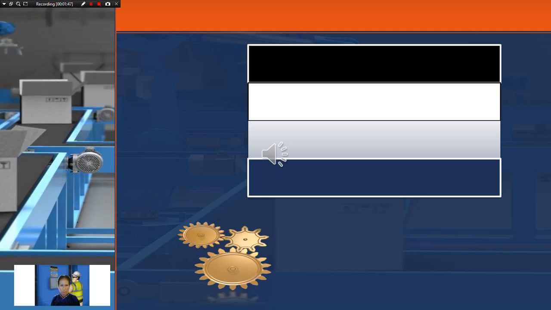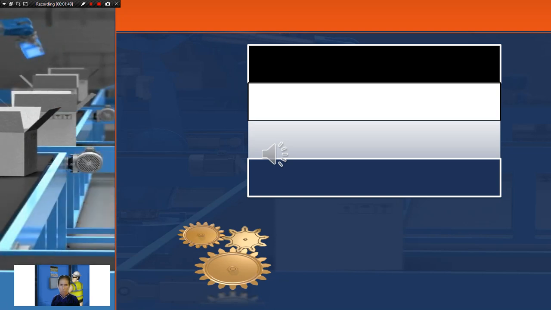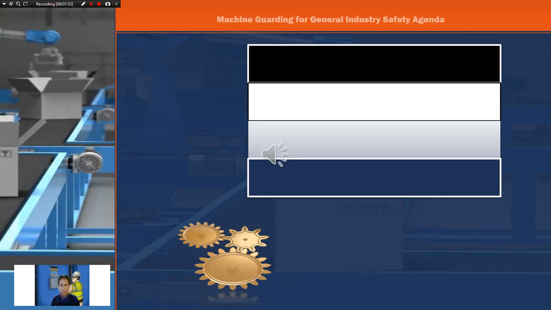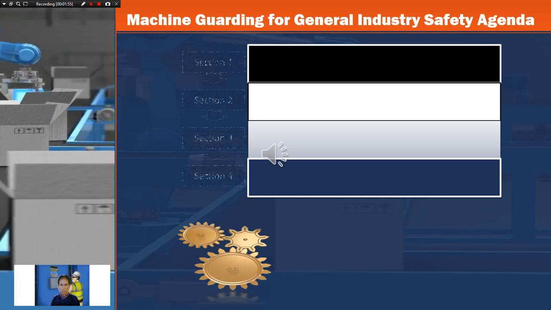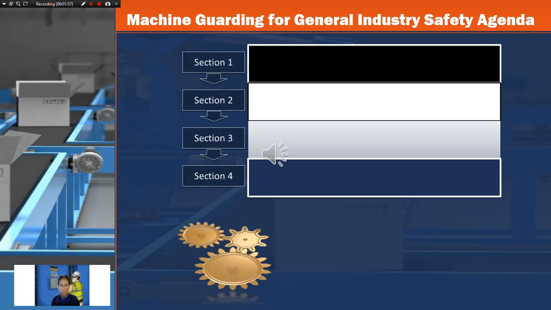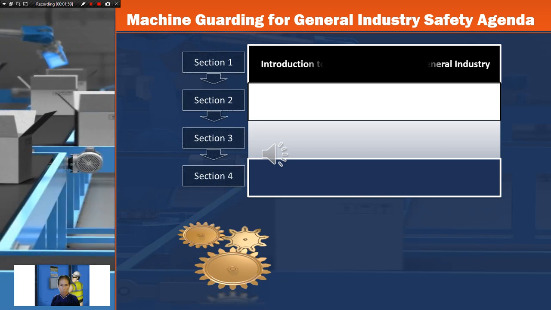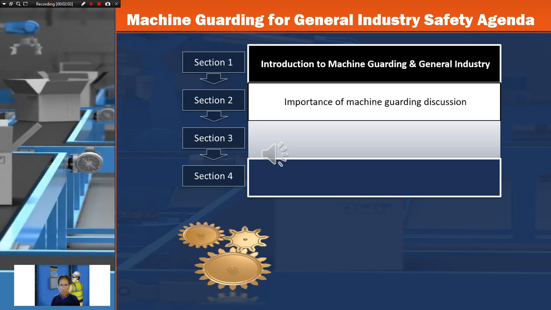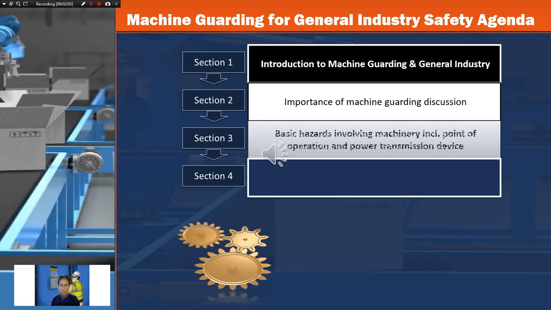Contents of our machine guarding program are as follows. Section 1, Introduction to Machine Guarding and General Industry. Section 2, Importance of Machine Guarding Discussion. Section 3, Basic Hazards Involving Machinery including Point of Operation and Power Transmission Device. Section 4, Methodologies for Controlling Moving Parts Hazards of Machinery.